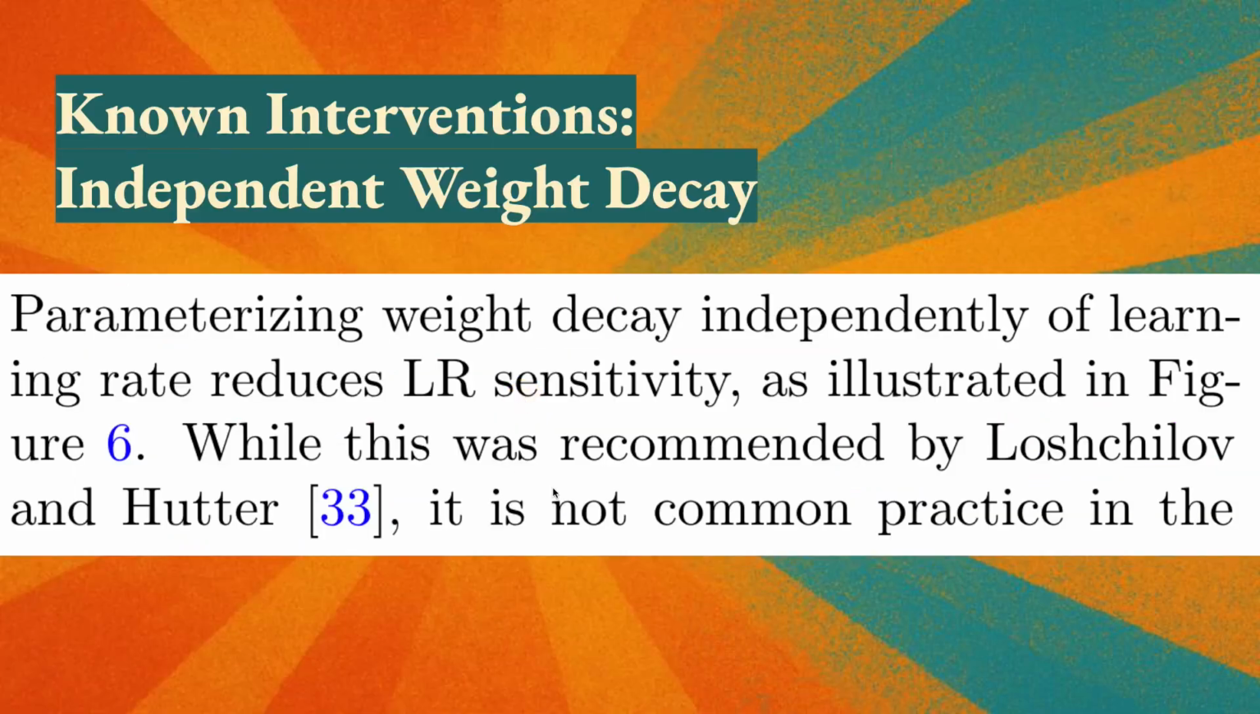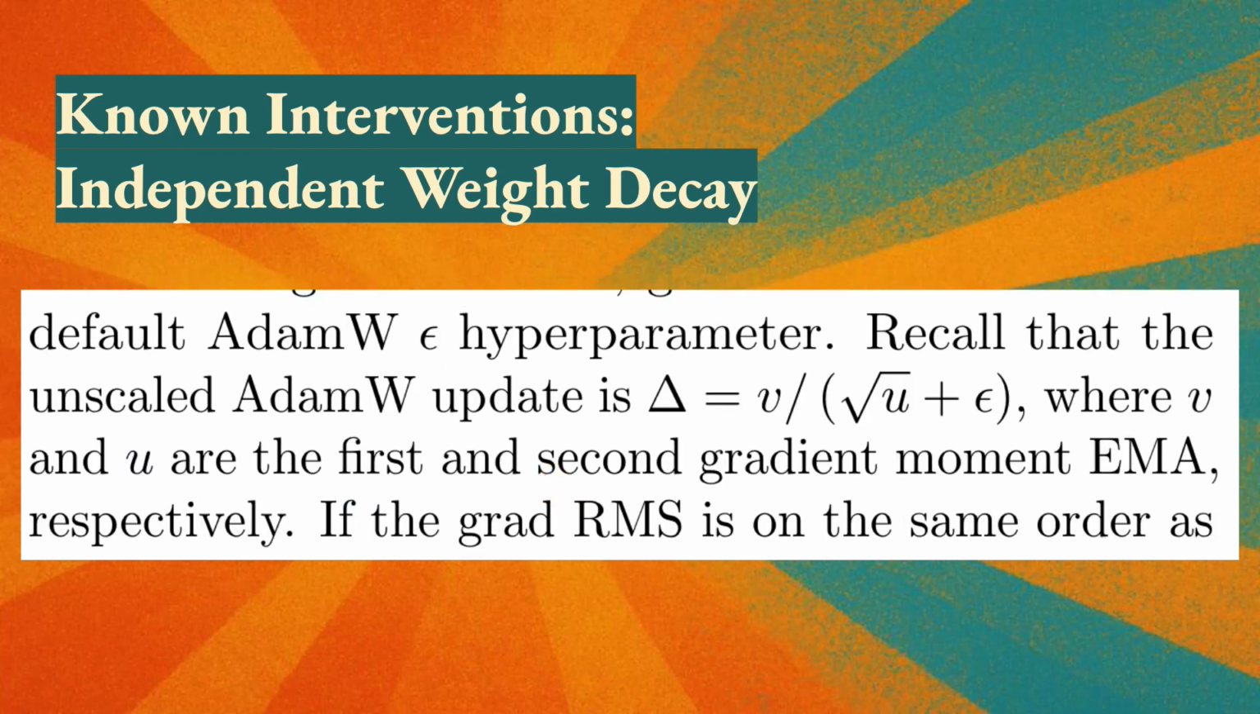Next, parameterizing weight decay independently of learning rate reduces LR sensitivity. While this was recommended by the original authors, it's not common practice in how it's implemented in PyTorch. So recall that the unscaled AdamW update is delta equals V divided by square root of U plus epsilon, where V and U are the first and second gradient moment exponential moving averages, respectively. And then epsilon is the hyperparameter that we pick for our AdamW optimizer.